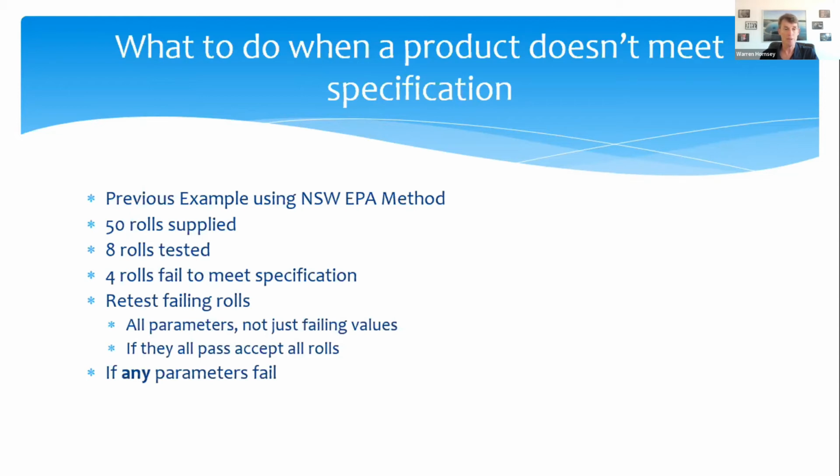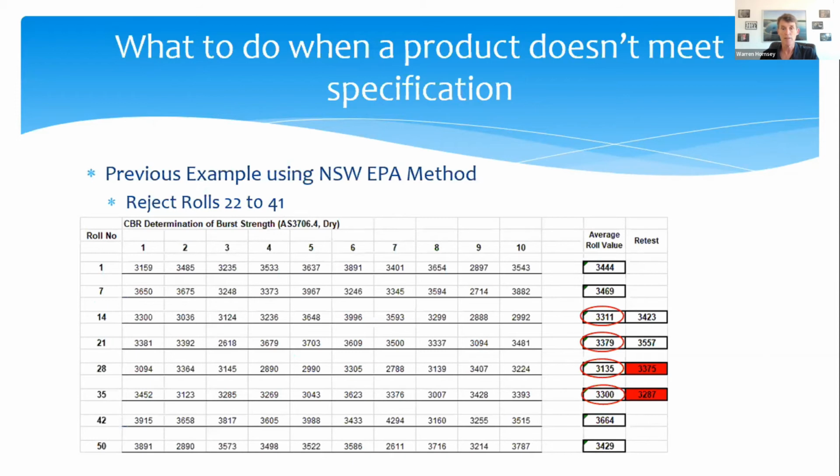If any of the parameters fail, you reject all failing rolls that are between the passing. So you isolate the failing rolls. So you basically bookend the rolls that are failing, and I'll show you in terms of this example. So we had 8 rolls tested. These 4 failed. We ran retests on them. 2 of them passed on retest. So therefore those rolls are acceptable. But essentially from roll 22 through to 41, those rolls had to be replaced. So instead of replacing 50 rolls now, we're replacing 19 rolls.